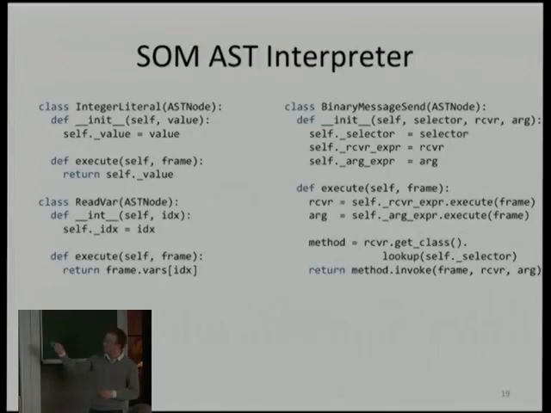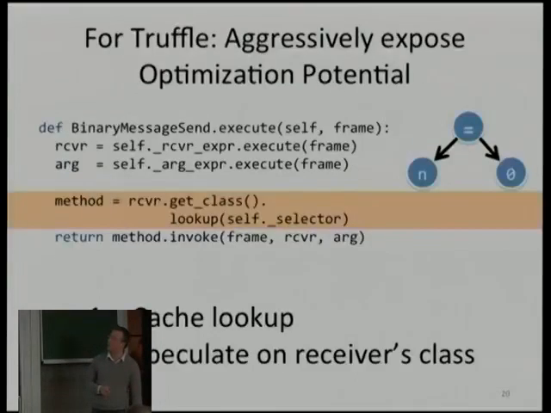And then you can go to the receiver, get its class, do a lookup with a selector, and then you get a method that needs to be invoked, and we just return the result here. So, at least from my perspective, that seems to be a much more natural and simple way to implement an interpreter. And that's where Truffle comes in.